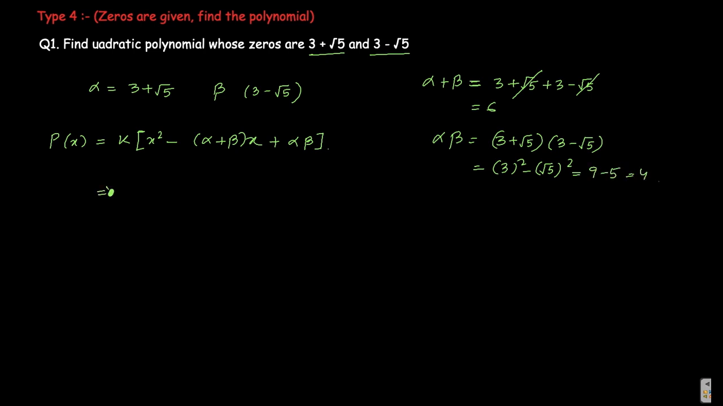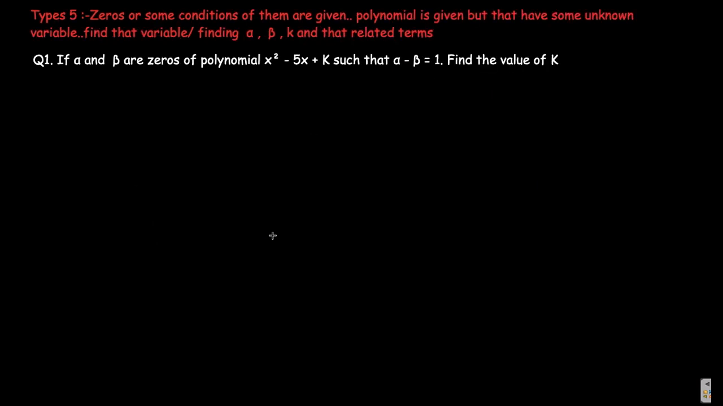Now put over here k into x square minus (alpha plus beta, which is 6) x plus alpha beta, which is 4. So k into x square minus 6x plus 4 is our desired polynomial. So the answer is x square minus 6x plus 4. So I am stopping over here. Now in the next video we will discuss type 5, where alpha, beta, k, p, all these things we have to find out.